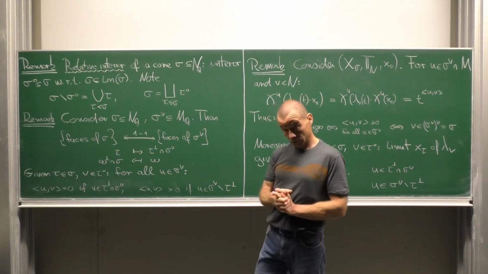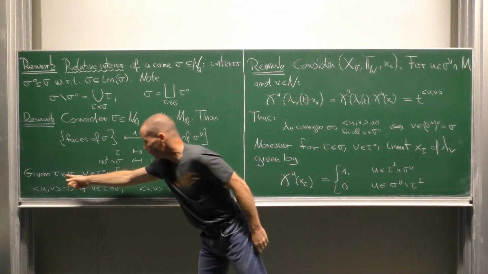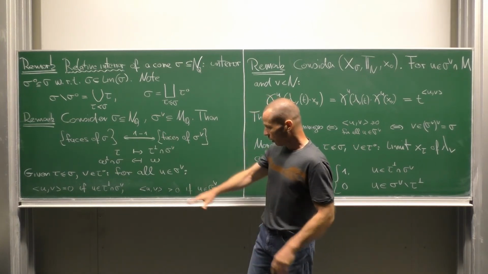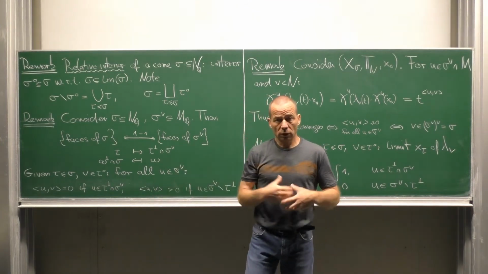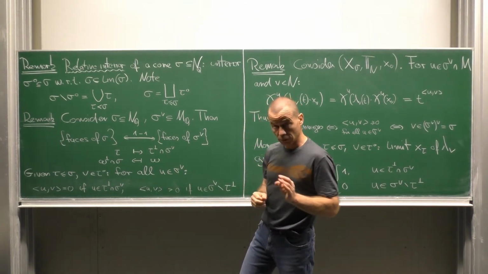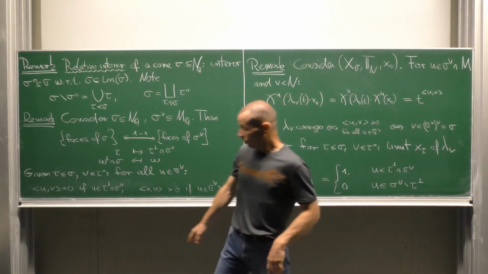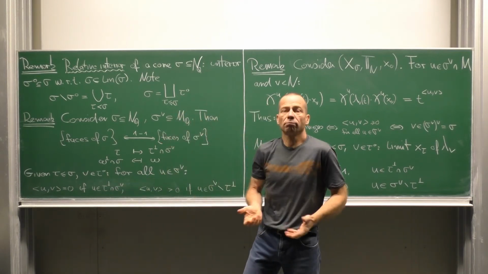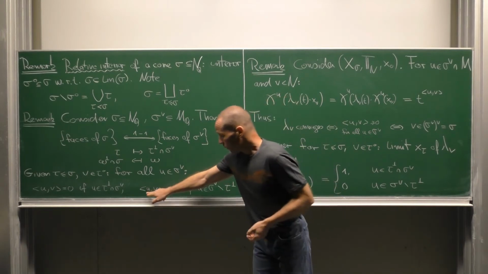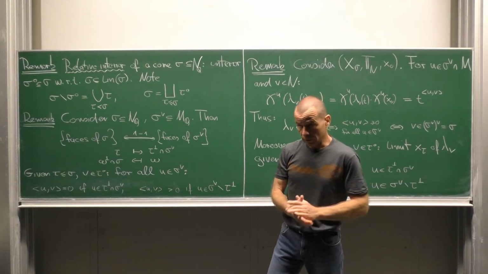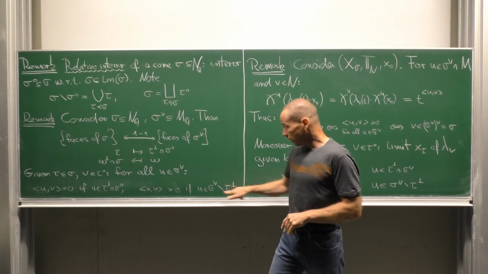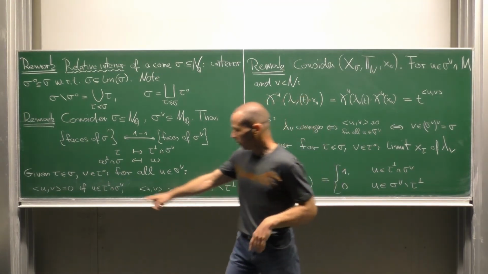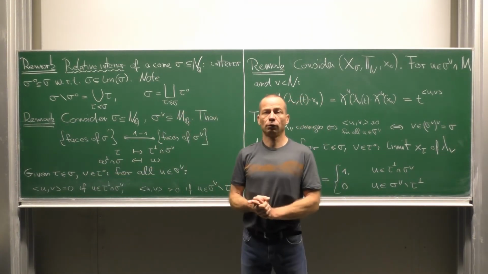Important for us is the following observation. If you have a face tau of sigma and a vector v from the relative interior of tau, then the linear forms u from sigma dual evaluate as follows on this vector v. We have u applied to v equals 0 if u stems from the perpendicular space. That's clear. We have u applied to v strictly bigger than 0 if it does not come from this perpendicular space. At this point, we use that the vector v comes from the relative interior of tau.